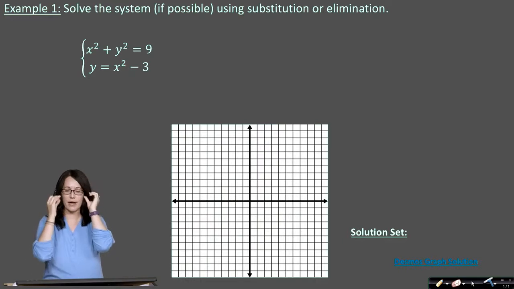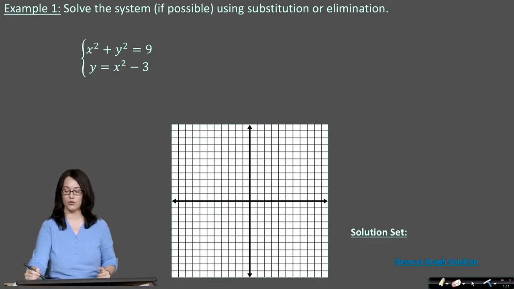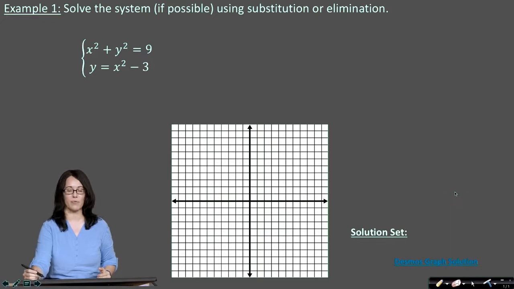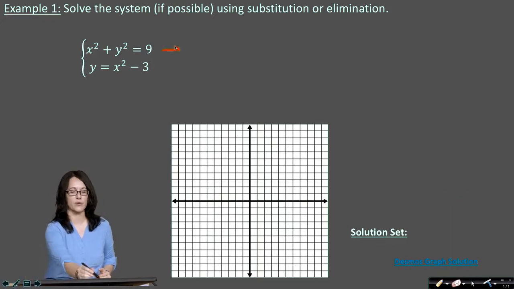So if you were thinking about what these graphs represent, do you recognize the patterns for these types of graphs? What would our first graph be representing? X squared plus y squared equals 9. Does that ring a bell? That one should. We expect you to recognize the graph of a circle by looking at its equation.